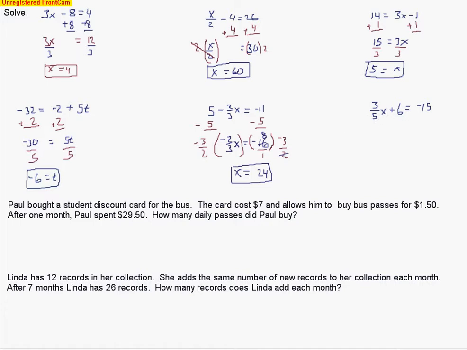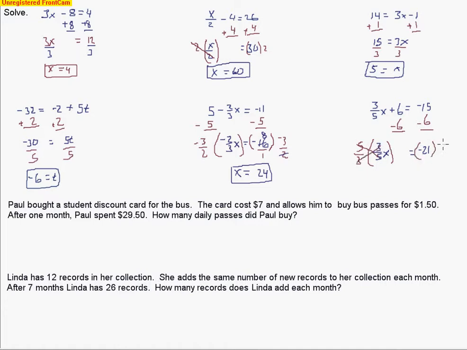Same sort of thing on this next one. We're going to subtract 6 from both sides. Notice again, we've got the same sign on the right-hand side of that equal sign, so I'm going to add. I get negative 21 equals 3/5 x. We're going to do an opposite operation to undo this, and what we'll do is multiply by the reciprocal. That will cancel the 5's, cancel the 3's, just leaving us with x.